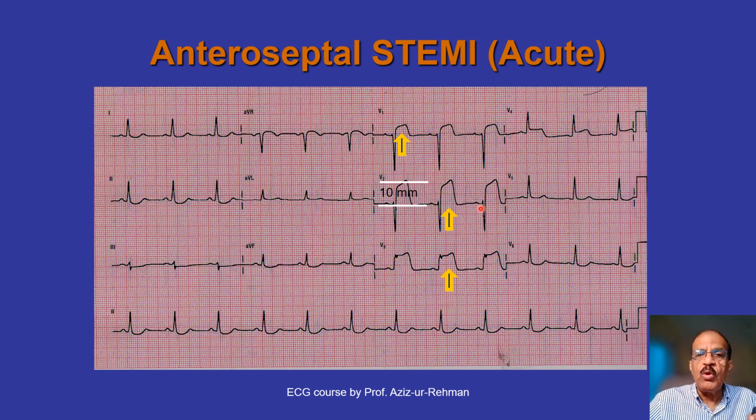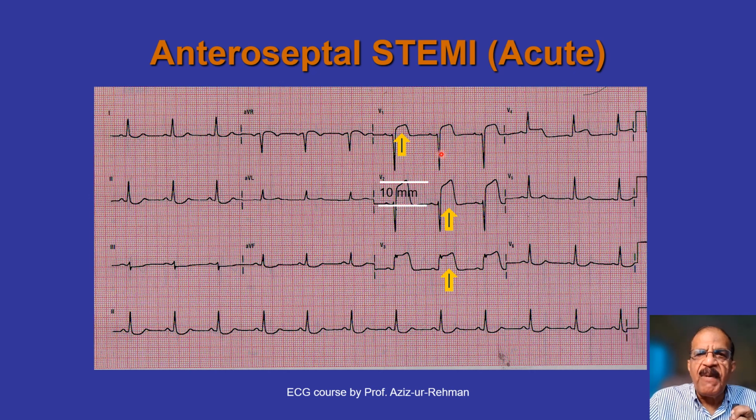Why do we say acute? Because there is massive ST segment elevation. With time, ST segment starts settling down. And with time, T wave inversion also occurs. In this case, we do not see any T wave inversion. And with time, Q waves also develop. In this ECG complex, we do not see Q waves also.